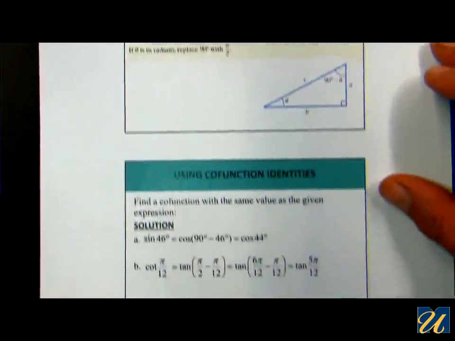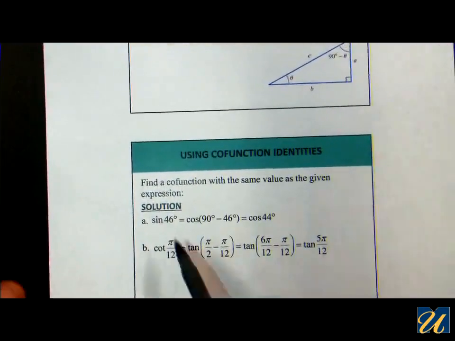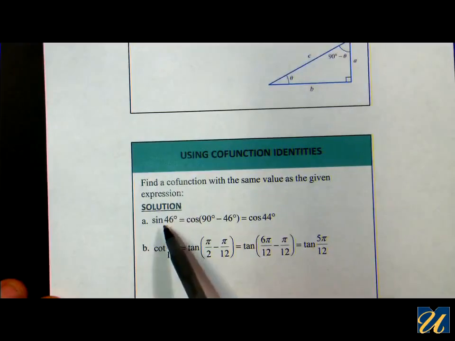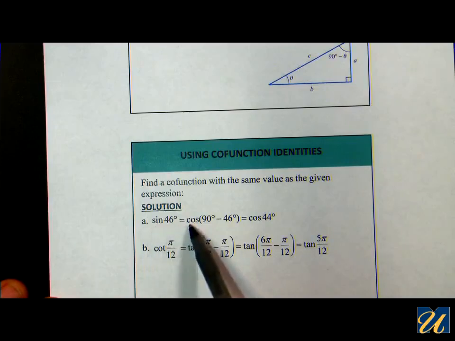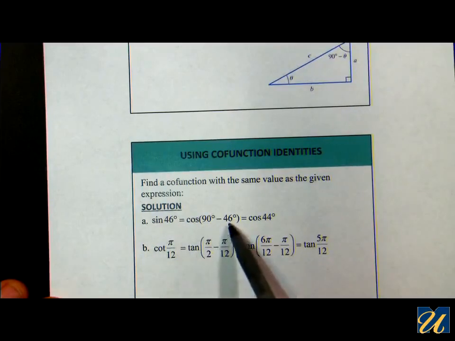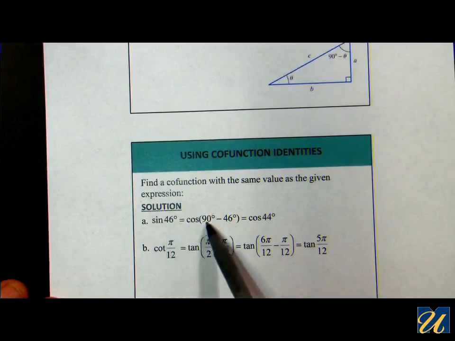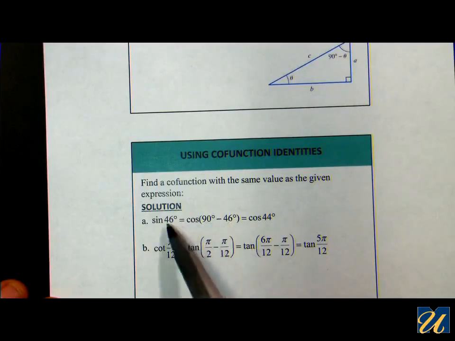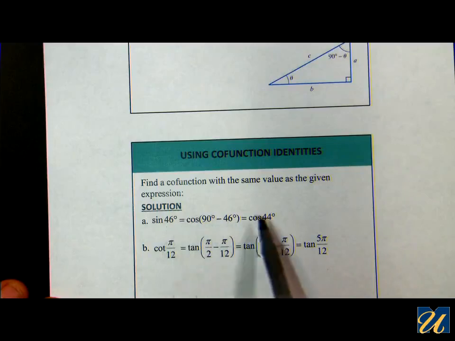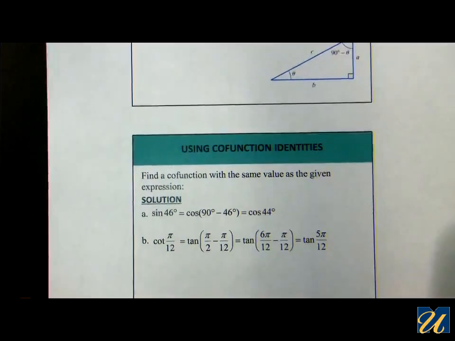For example, suppose you have the sine of 46 degrees. Then the sine of 46 is equal to its co-function, the cosine, of 90 minus that angle. This is the angle theta, this is 90 minus theta. So the sine of 46 is the same thing as the cosine of 44. You could verify that on the calculator if you wish.